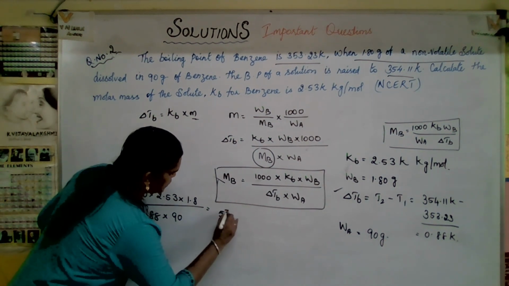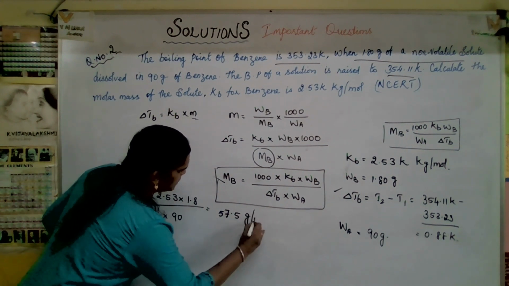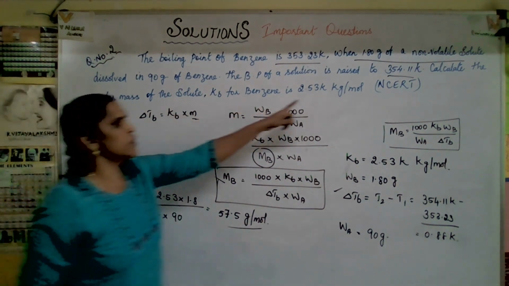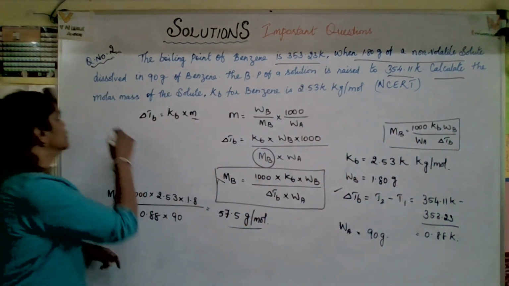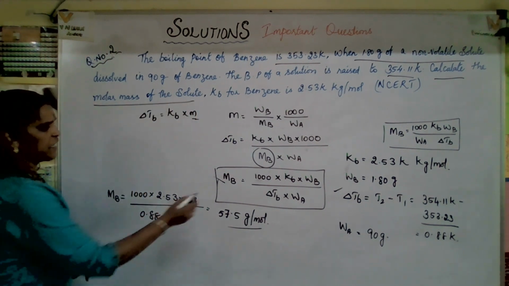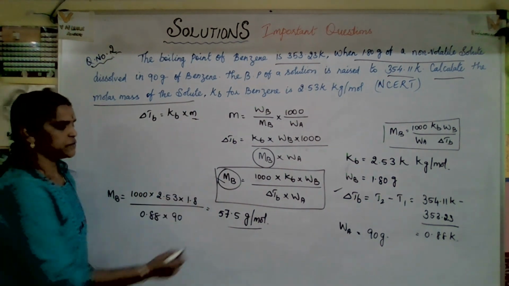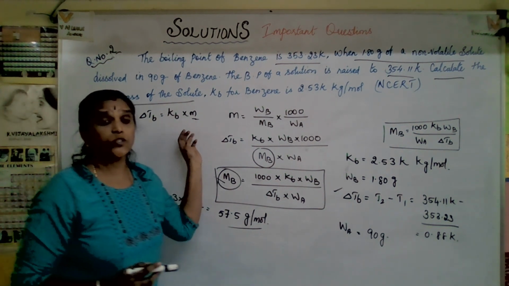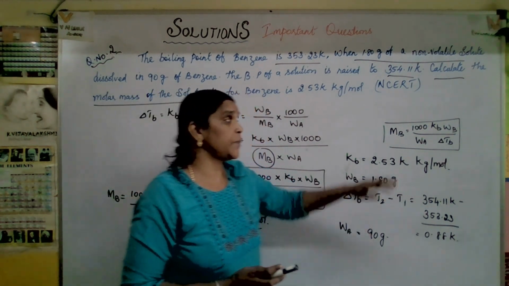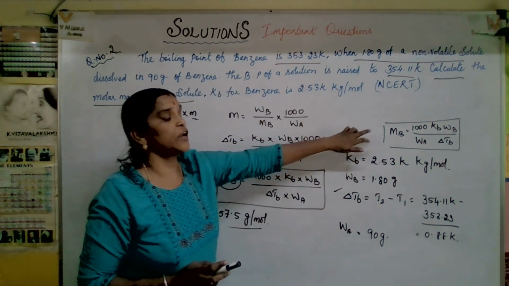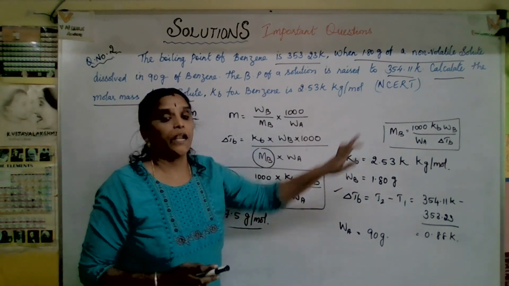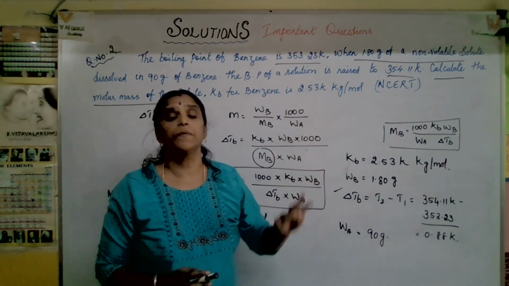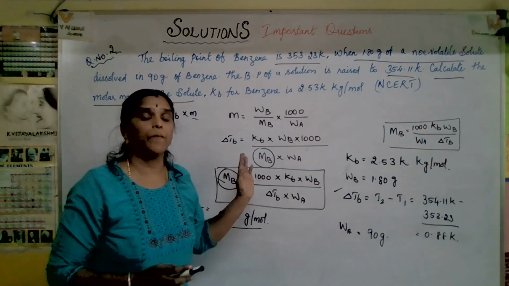Answer is 57.5 gram per mole. Why I mentioned gram per mole? Here they asked to calculate the molar mass of the solute. Anyway, this only we have found, no? Yes, we got it. I hope you understood clearly how to solve the elevation of boiling point sums, which regulate this formula. Hope you got it. Now let us go for the depression of freezing point, which is also very important from the board point of view.